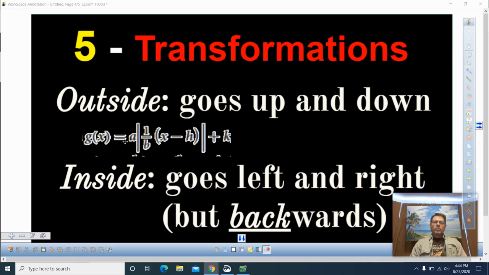And if it's inside, we're talking about left and right. That's where the X is. There's an X inside the absolute values, and X always goes left and right. But because of this minus in front of the H, it always seems to go backwards. It's the opposite of what it seems. And we're going to introduce this 1 over B, which deals with stretching and compressing horizontally, which again is going to be backwards of what you kind of think because it's 1 over B. We're going to go over some examples to help with that idea.